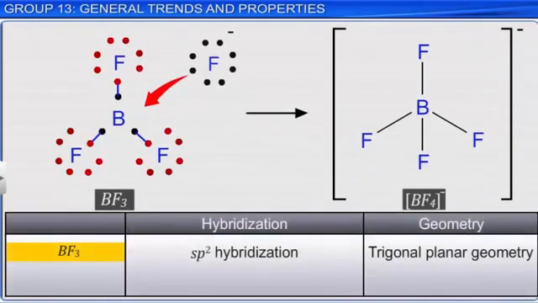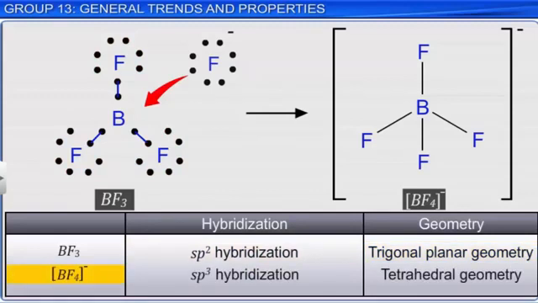BF3 with a coordination number of 3 around the central atom displays sp2 hybridization. Its geometry is trigonal planar. In BF4 minus, there is a coordination number of 4 around the central atom. So, the hybridization is sp3. The geometry is tetrahedral.